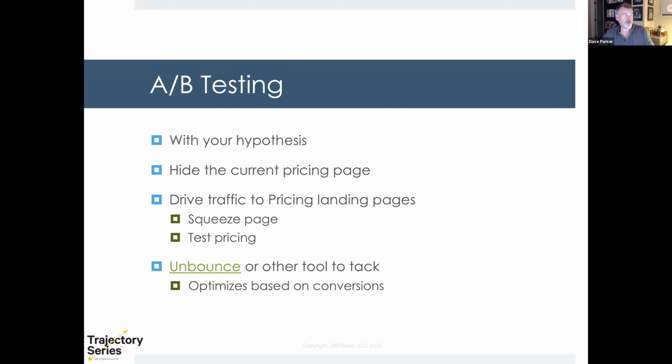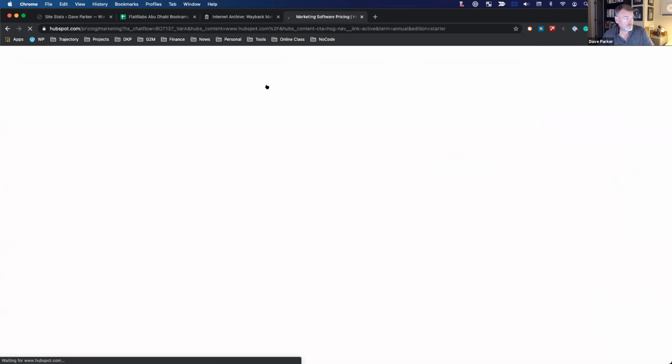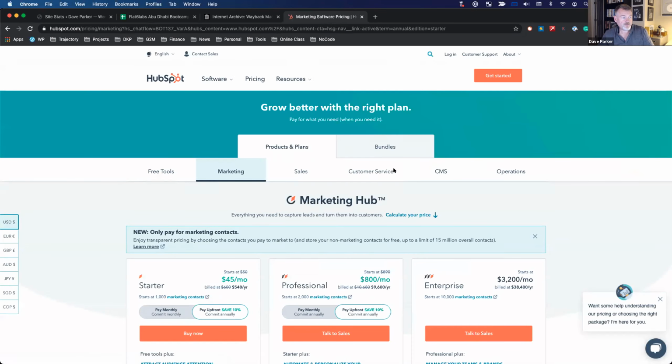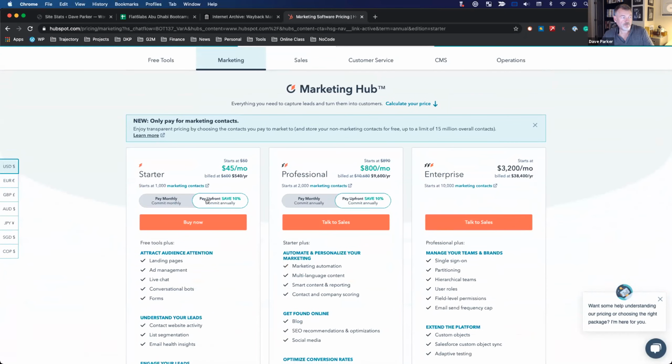So I'm going to give you a quick example of that from HubSpot today, and then I'll use that as a way to suggest that you use that with your competitors to go back and look at their pricing. So HubSpot today, I'm going to change my share. So you'll see that HubSpot's pricing page today, you see products and plans, bundles, sales, marketing, etc. And they have a starter plan here at $45 a month, billed either monthly or annually.